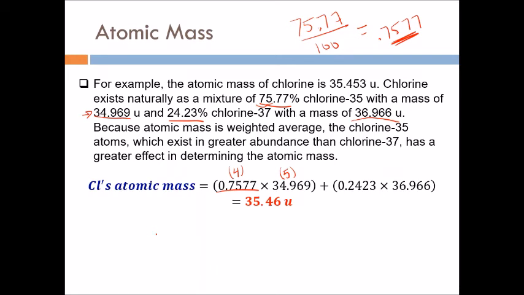So for the chlorine 35 part, this is the first isotope, I'm getting 26.496, which I need to round up, which rounds this one up, so that's going to be 26.50. So that's this first number here, the 26.50. That goes for chlorine 35. Now I'm going to add it to the chlorine 37 value over here. 0.2423 times 36.966.